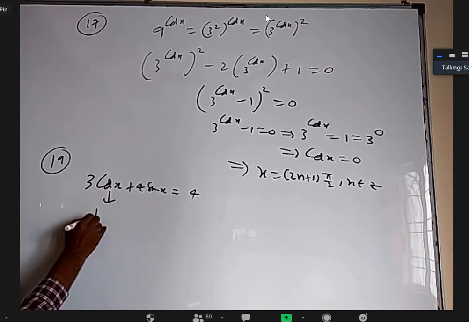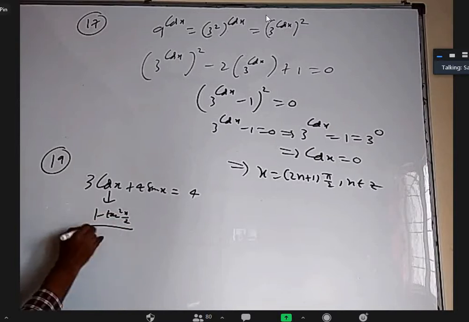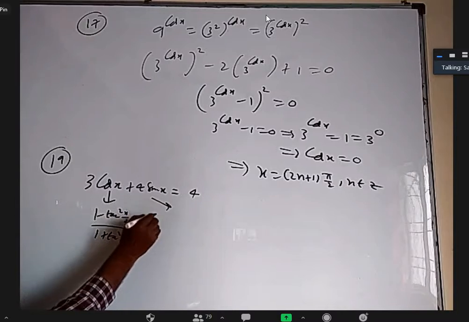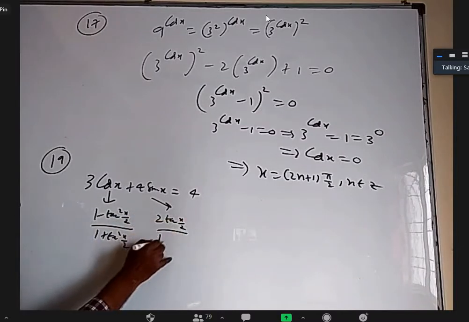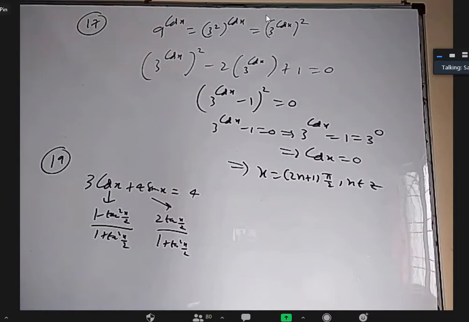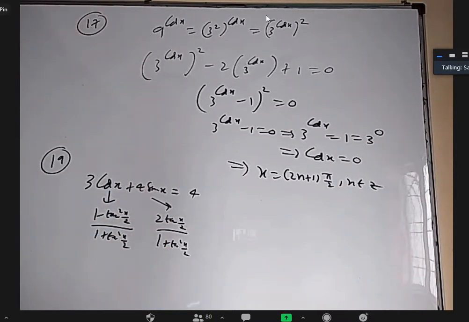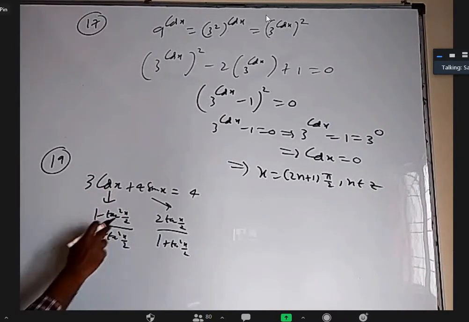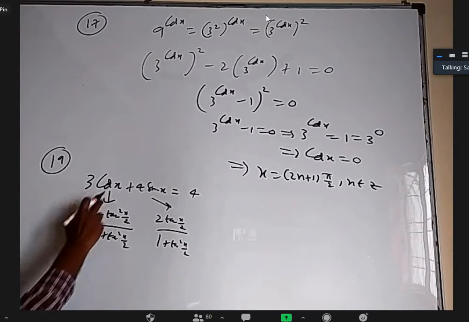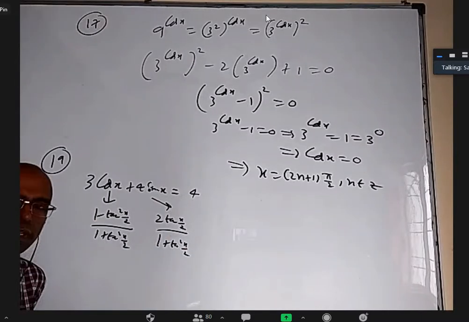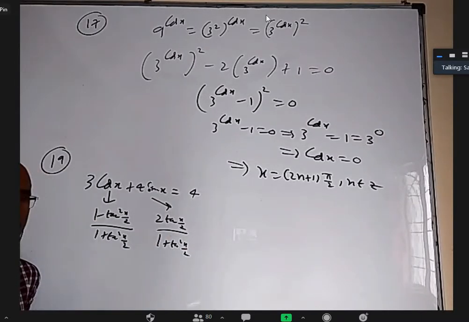Cos x has a formula: 1 minus tan square x by 2 by 1 plus tan square x by 2. And sin x is 2 tan x by 2 by 1 plus tan square x by 2. Sin 2 theta is 2 tan theta by 1 plus tan square theta. All of you know that formula, right? Yes, sir. And cos 2 theta is 1 minus tan square theta by 1 plus tan square theta. So if you write cos x like this, the denominators are the same, send that side, and you'll get a quadratic equation in terms of tan x by 2. You'll get two values for tan x by 2 and you can write solutions that way also. That is another alternative.